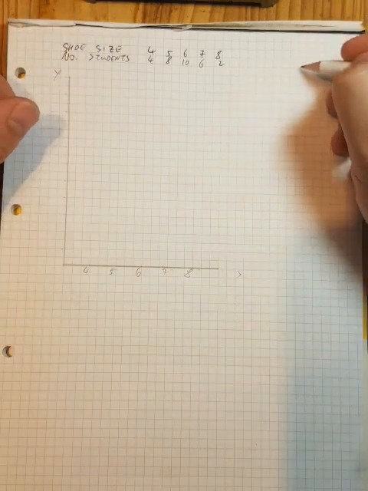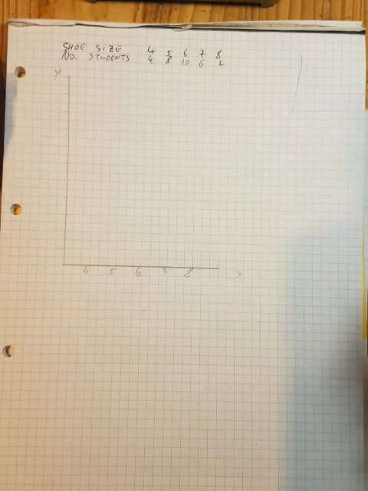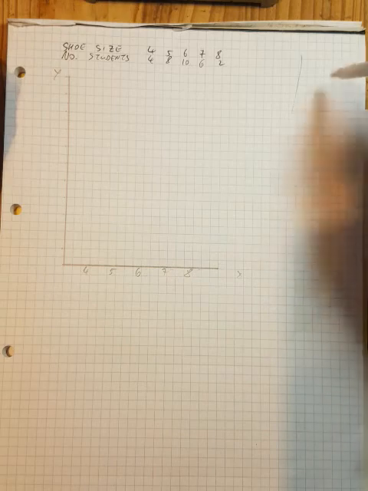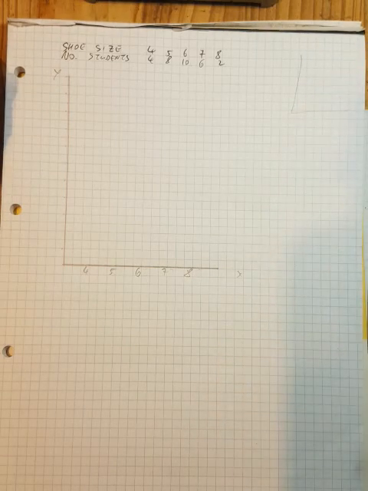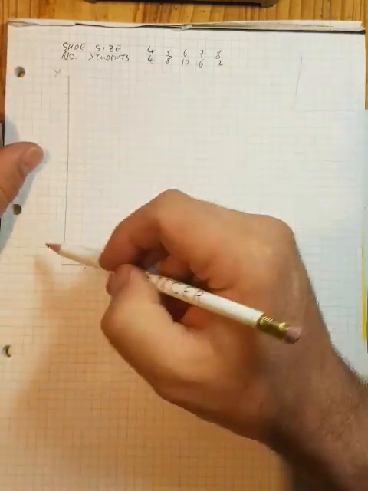I don't want to see people doing small little things up here in the corner. That's a waste of time. It loses you marks. It looks terrible, and it's much harder to read the graph because it's so small, and you're more likely to make a mistake. So make sure that your graph is nice and big and spread out. So we need to put the values up here.